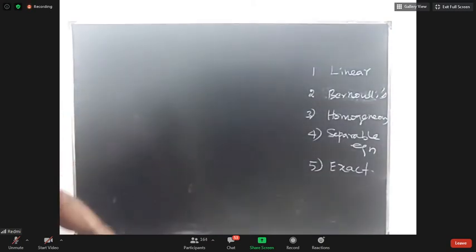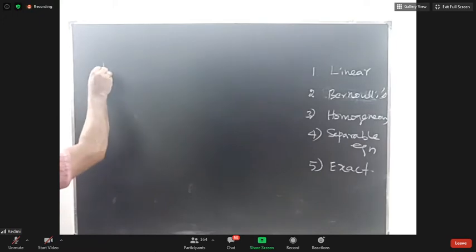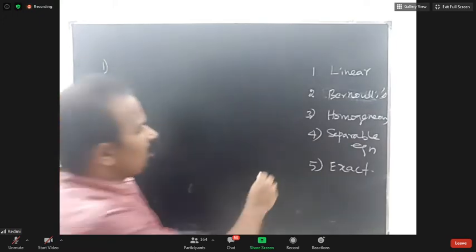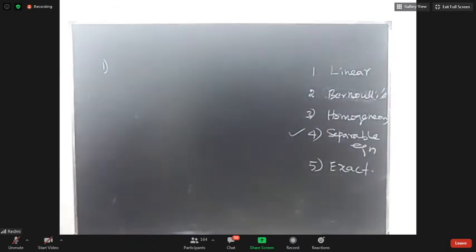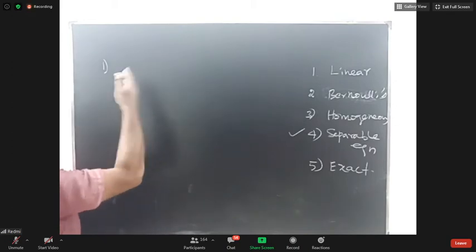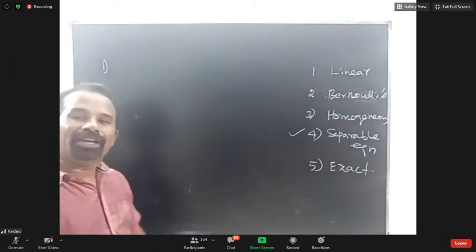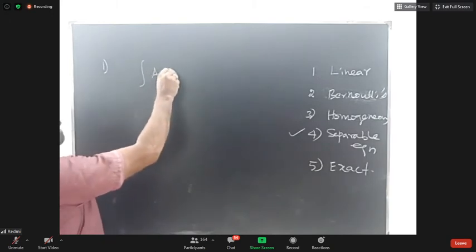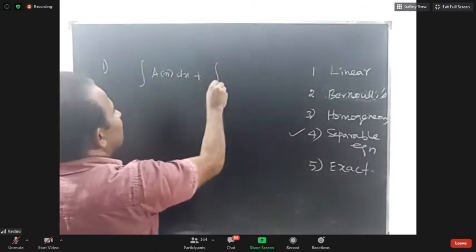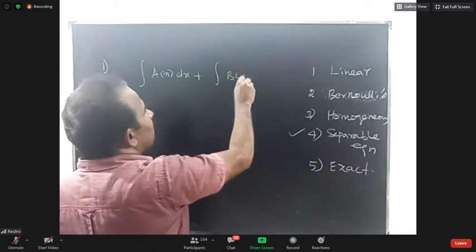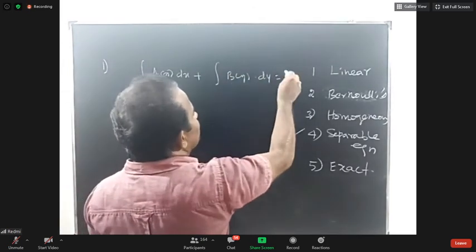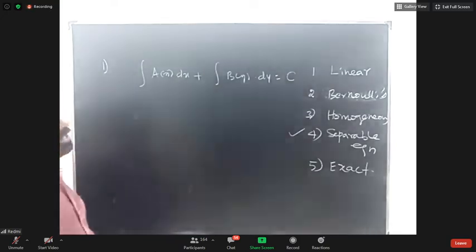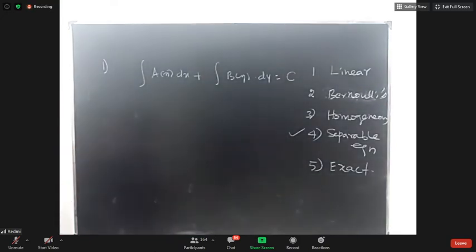Okay, now what about the solution of the separable equations? Here it is very simple. Integrating a of x dx plus integrating v of y dy is equal to some constant c.